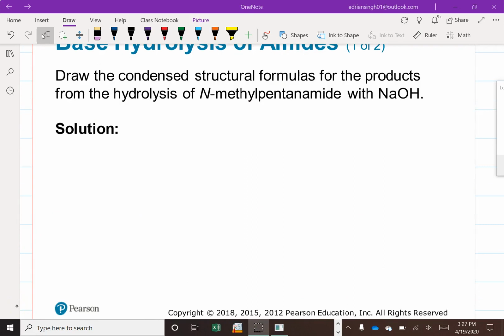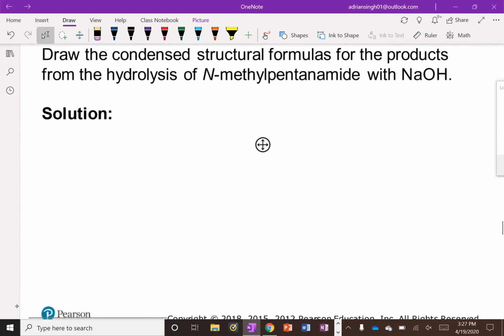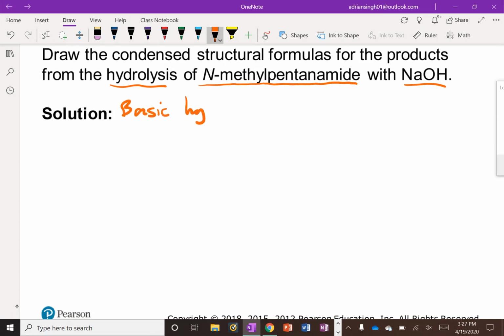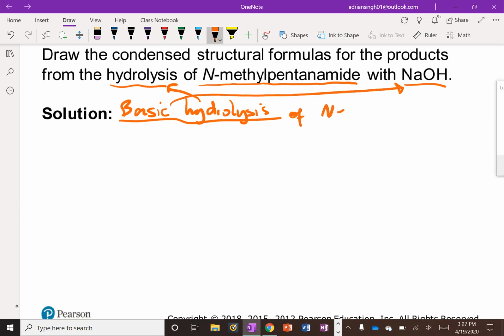Let's take a look at an example. It says here, draw the structure for the products when N-methylpentanamide undergoes hydrolysis with NaOH. This tells us two things. We're looking at the basic hydrolysis. What tells you that is, it says hydrolysis, and it's basic because we're dealing with NaOH. So let's just rewrite the name, and then we can draw the structure out.